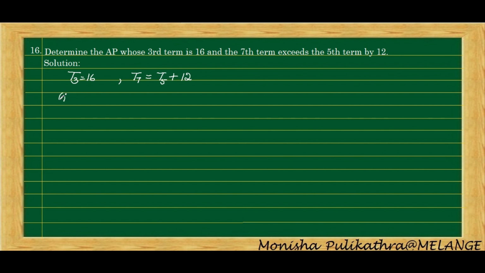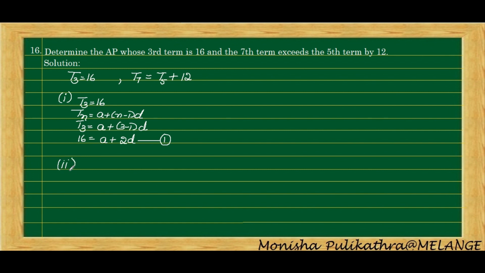Okay. So first I will take the first equation, that is T3 is equal to 16. So apply the Tn formula, that is A plus n minus 1 into D. So T3 is equal to, A is not given, so A plus n is 3, 3 minus 1 into D as it is. So the value of T3, 16, is equal to A plus 2D. So let it be the first equation. Okay, 16 is equal to A plus 2D is the first equation.